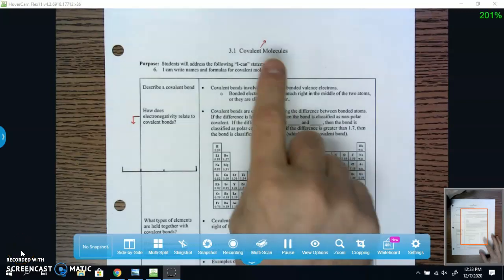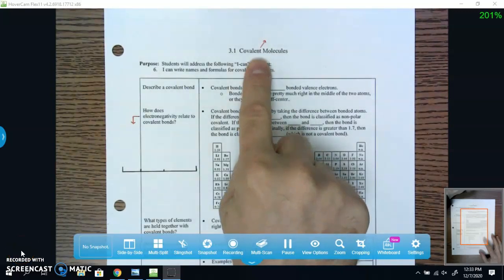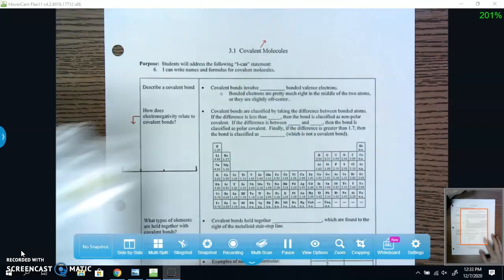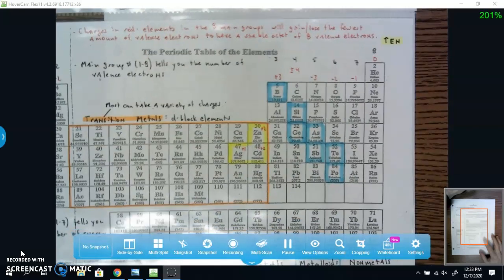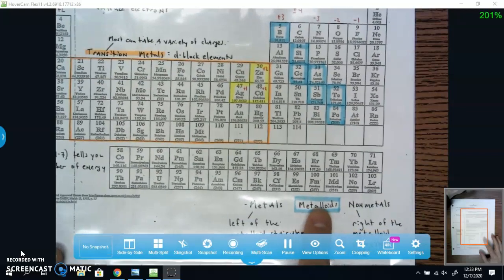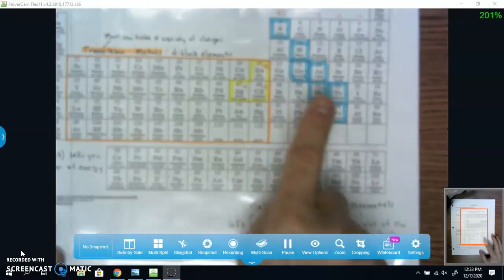Hi everybody. Today we're going to be learning about covalent molecules. But before we get to covalent molecules, we need to review a couple things from the periodic table and from one worksheet that we did just a little bit ago. So let me start by reviewing that the dividing line between the left and the right side of the periodic table is the metalloid stair-step line.